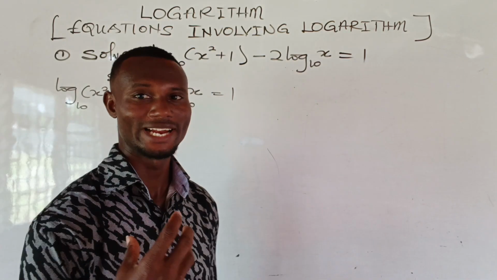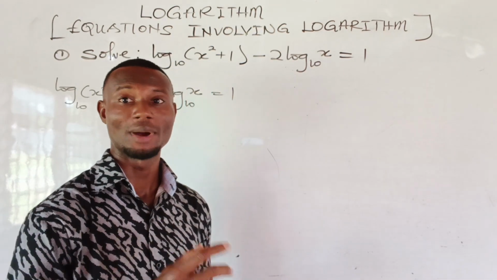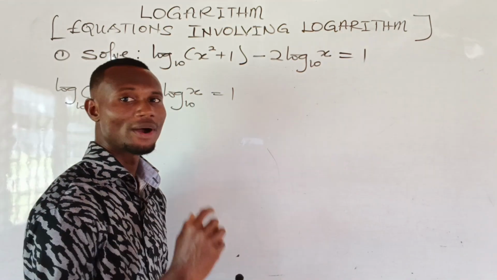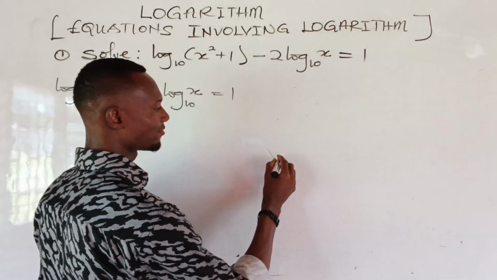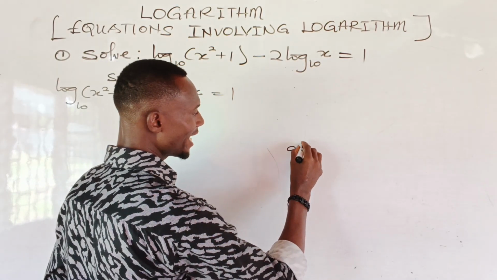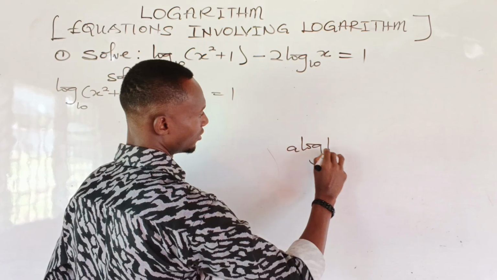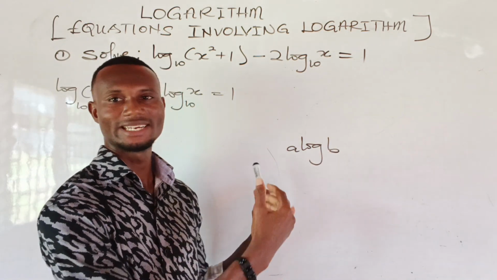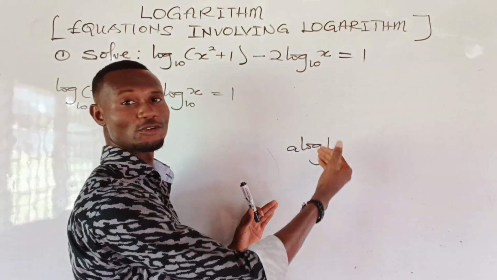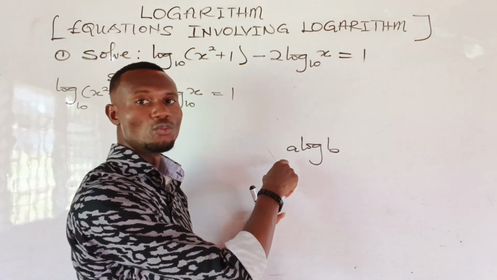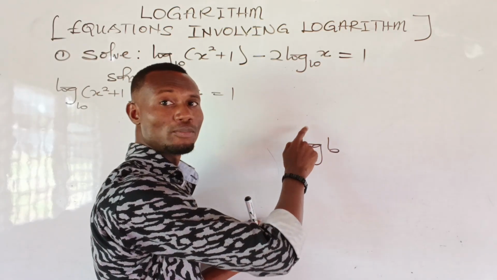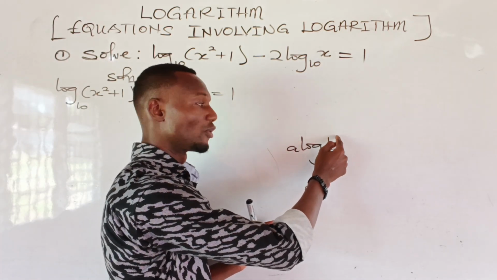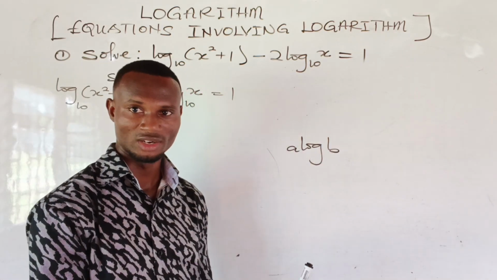So let me do a quick recap on the power rule, because that's the first thing that you are supposed to apply here. The power rule says that if I have, let's say, log b, and there is any number or variable in front of the log, we can shift that variable or number to become a power to whatever value or variable is inside the log.